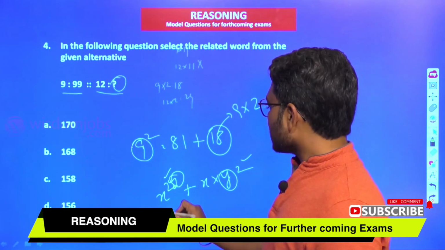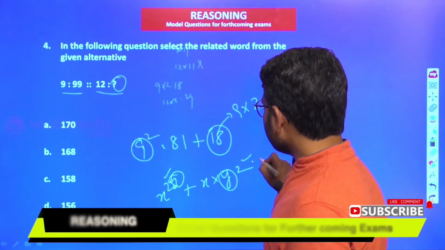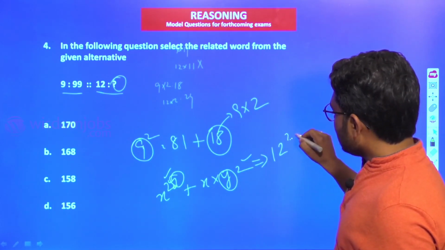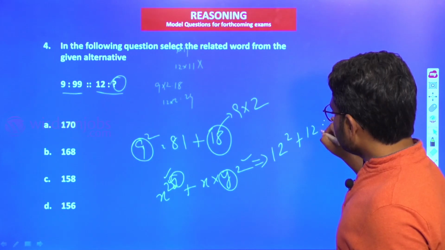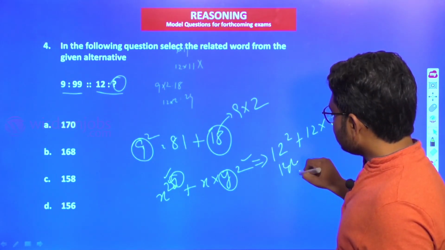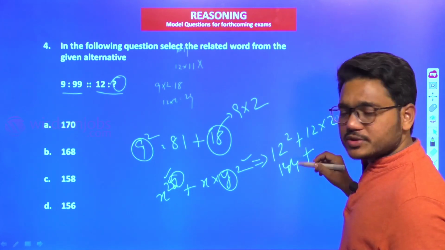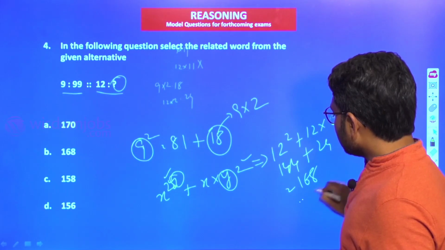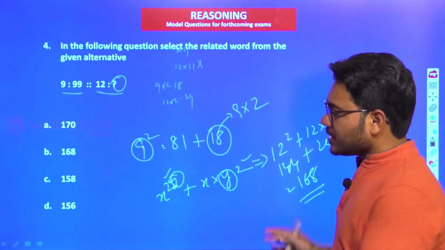So what could this be? How can you write it if you put this 12 here? 12 square plus 12 into 2. So what is 12 square? 144. Plus what is 12 into 2? 24. So check the number here: 168. Is it available in the options?